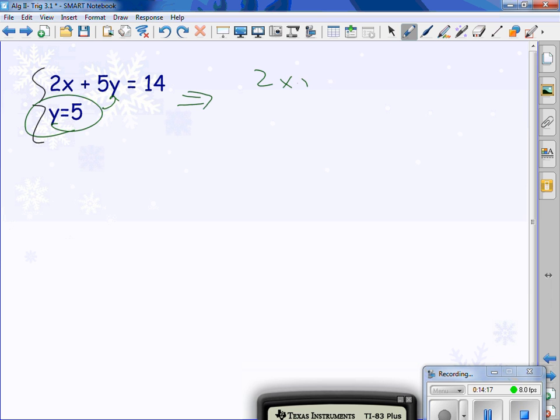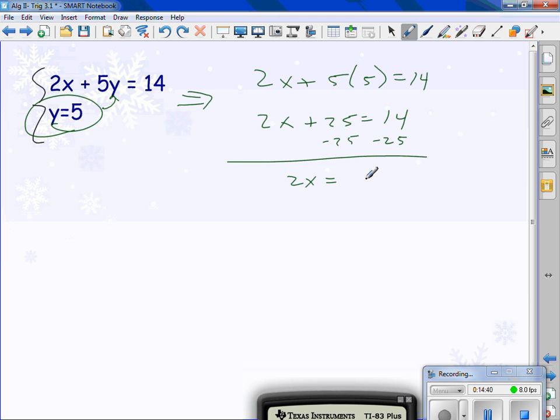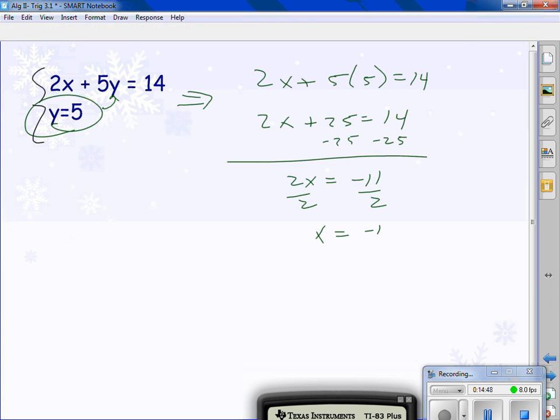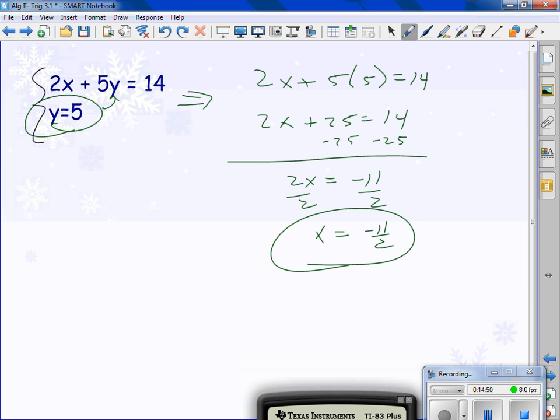So I have 2x plus 5 times 5 equals 14. I substituted, I exchanged the y for 5. What's 5 times 5? 25. So 2x plus 25 equals 14. Now I need to subtract 25. 2x equals negative 11. Divide by 2. x is negative 11 halves. Negative 11 halves is negative 5.5.